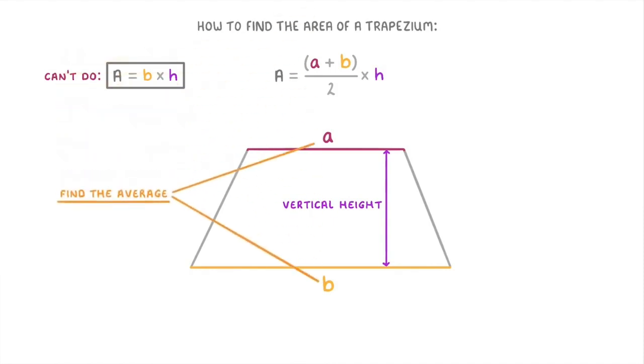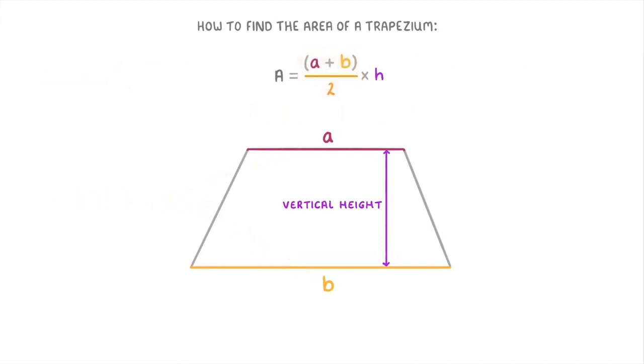Instead, we have to find the average length of these top and bottom parallel sides, and then multiply that average by the vertical height. So to find the average of the top and bottom, we have to add them both together, which is this a plus b part, and then divide that by 2. So this whole (a plus b) over 2 part is effectively just the average length of the trapezium. Then all we have to do is multiply that by the vertical height, and we get the area.